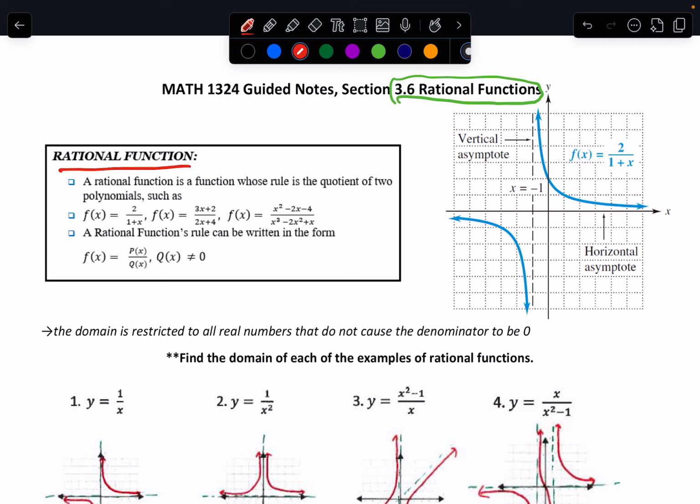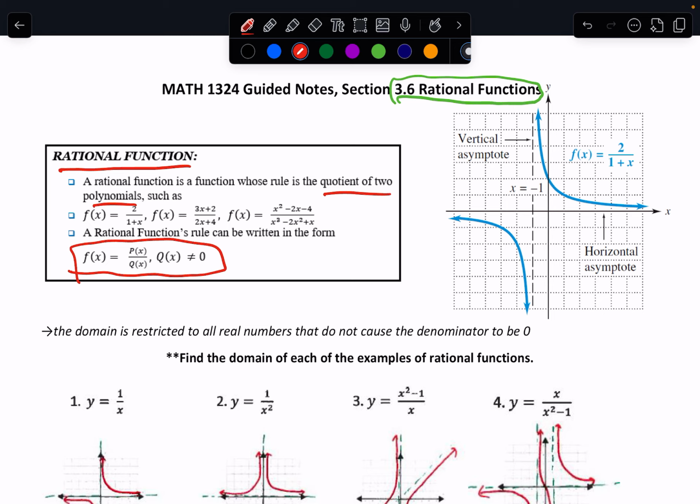So a rational function is a function whose rule is the quotient of two polynomials. Such as f of x equals 2 over 1 plus x, f of x equals 3x plus 2 over 2x plus 4, and then f of x equals x squared minus 2x minus 4 over x cubed minus 2x squared plus x. A rational function's rule can be written in the form f of x equals p of x over q of x, and q of x does not equal 0.